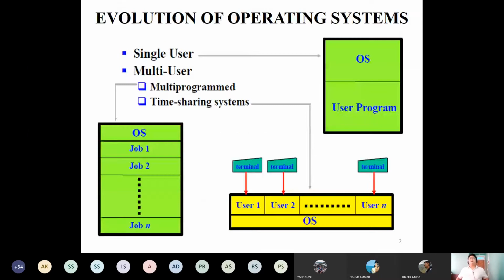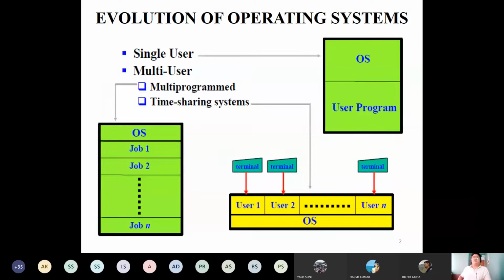So, in case of the evolution, what we are trying to understand is the difference between the single user and the multi-user. For single user, you can consider the example you have heard about, the operating system MS-DOS, the disk operating system. Disk operating system is a typical example of a single user system, or batch system, we can say. And then another category, based on the number of users, is the multi-user system.